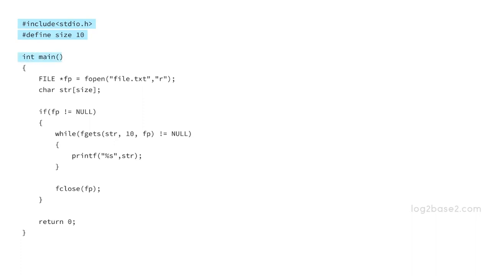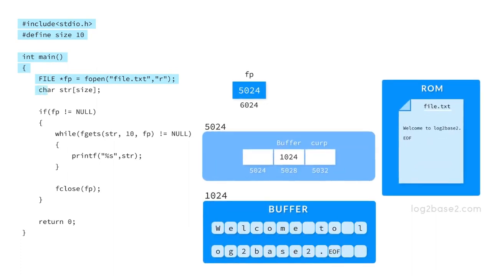So here we create the file pointer and call the fopen function to open file.txt, and we create a string str with size 10 to read the string. fp is not equal to null, so the file open was a success. Then in a while loop we read and print strings of size 10 till we reach null. That is, if it reaches the end of the file, the fgets function will return null. So we read and print strings until we reach the end of the file.